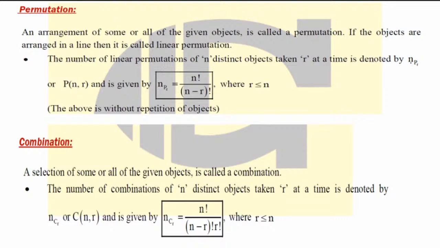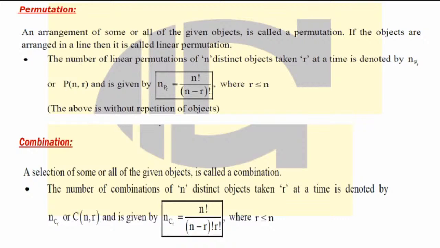The prefix n, the suffix r: n is the total objects, r is the number of objects we are arranging, and P stands for permutation notation. Some people denote it by P(n, r). It is given by nPr = n factorial divided by (n minus r) factorial, where r is less than or equal to n. That means from the given objects, you arrange either all the objects or some of the objects. From three objects, I can't arrange four objects. So that's why r is less than or equal to n.